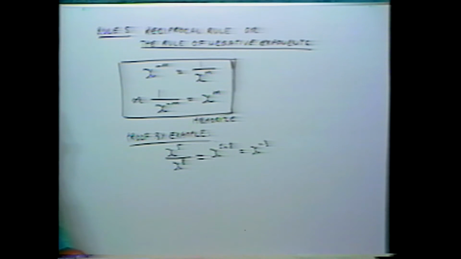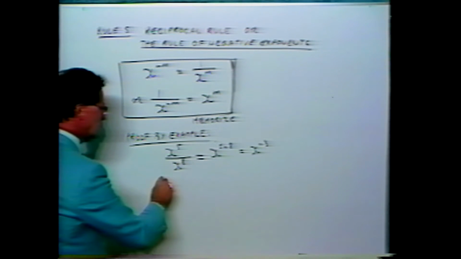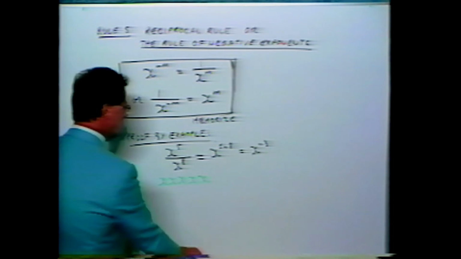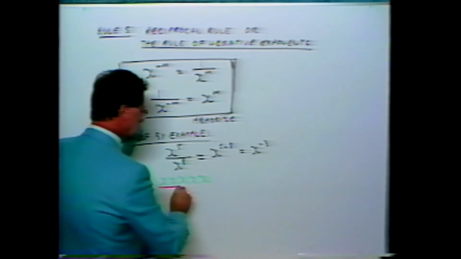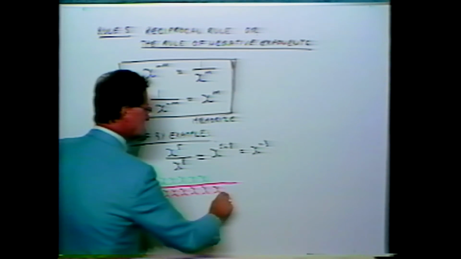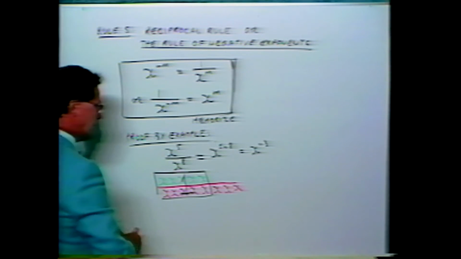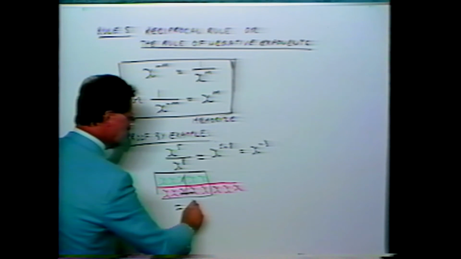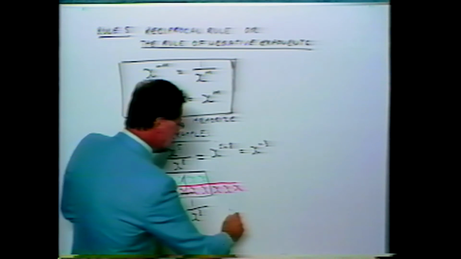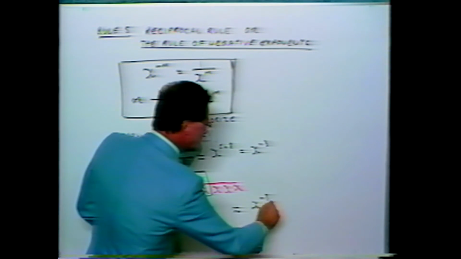If on the left-hand side of this equation I write x to the 5th as a continuous multiplication of 5 x's, and below in the fraction as a continuous multiplication of 8 x's, that leaves 1 in the numerator and x to the 3rd in the denominator. So 1 over x to the 3rd is equal to x to the minus 3.